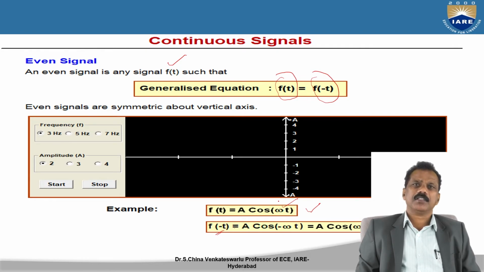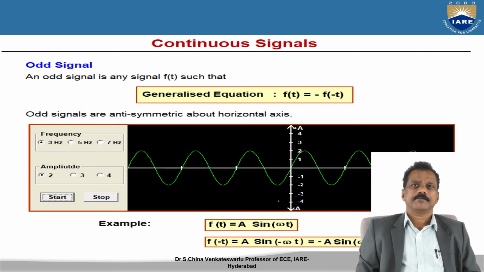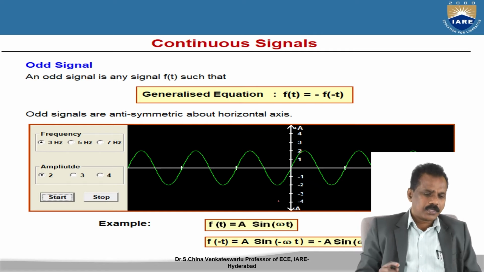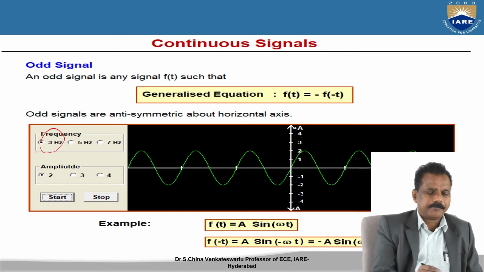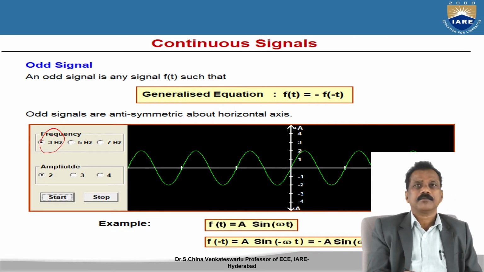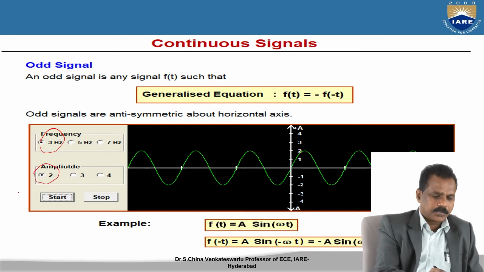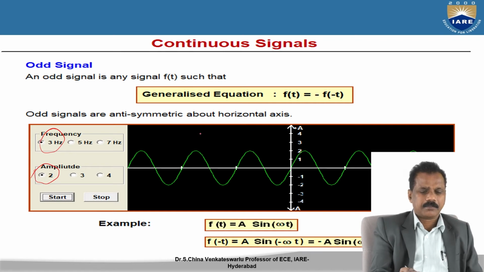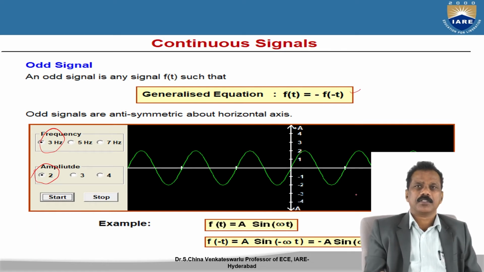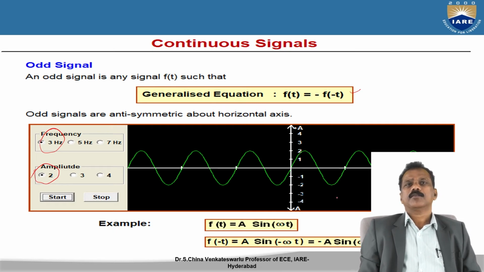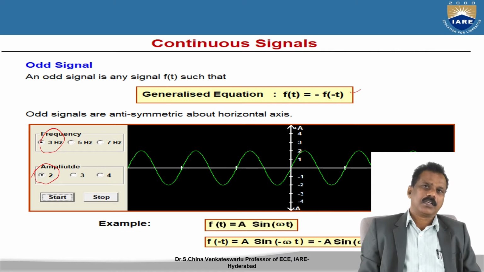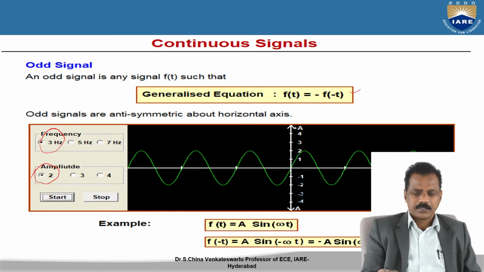Using all of this mathematical expression, we verify it graphically here. I have chosen the frequency as 3 hertz and the amplitude as 2. Now I am verifying the generalized equation f of t is equal to minus f of minus t. With reference to this, you can verify based on the frequency of 3 hertz and amplitude of 2. Here the amplitudes are positive 2 and negative 2.